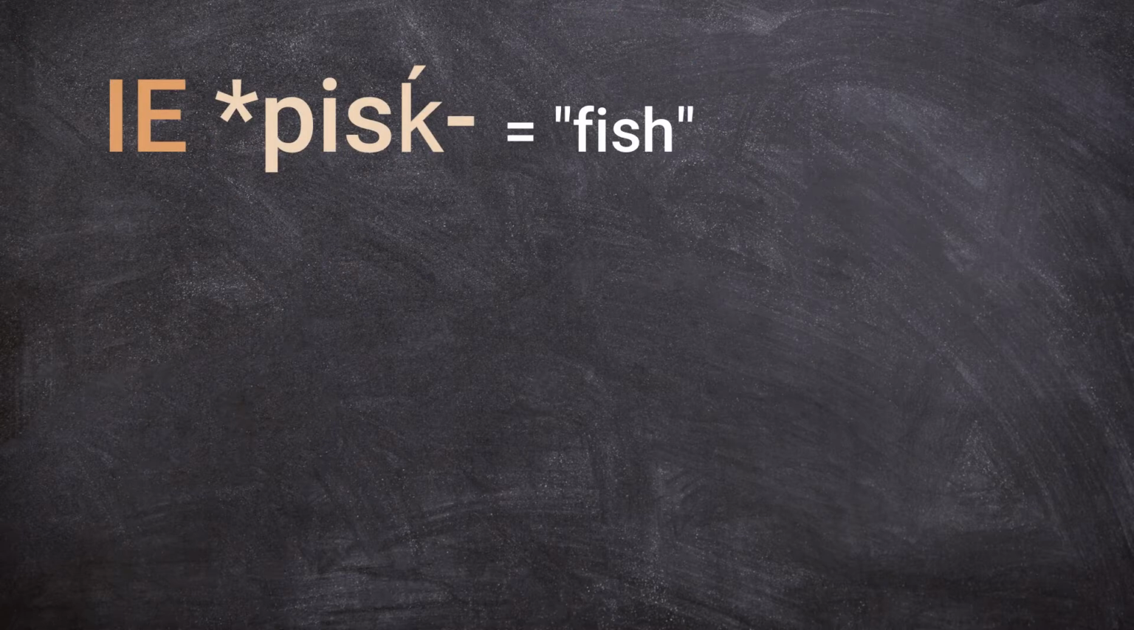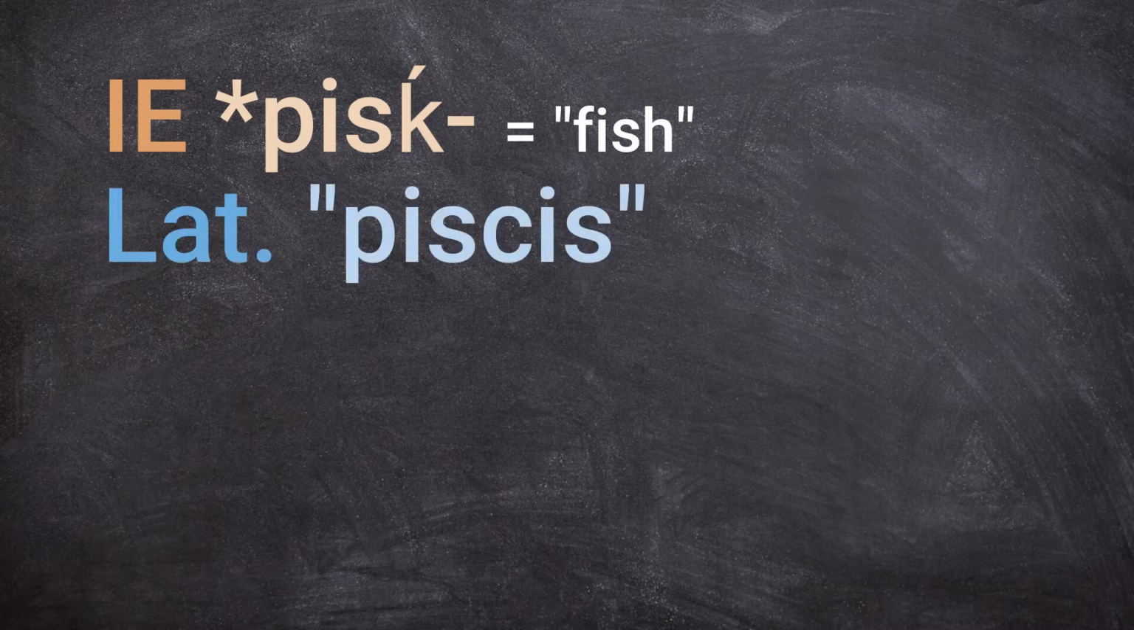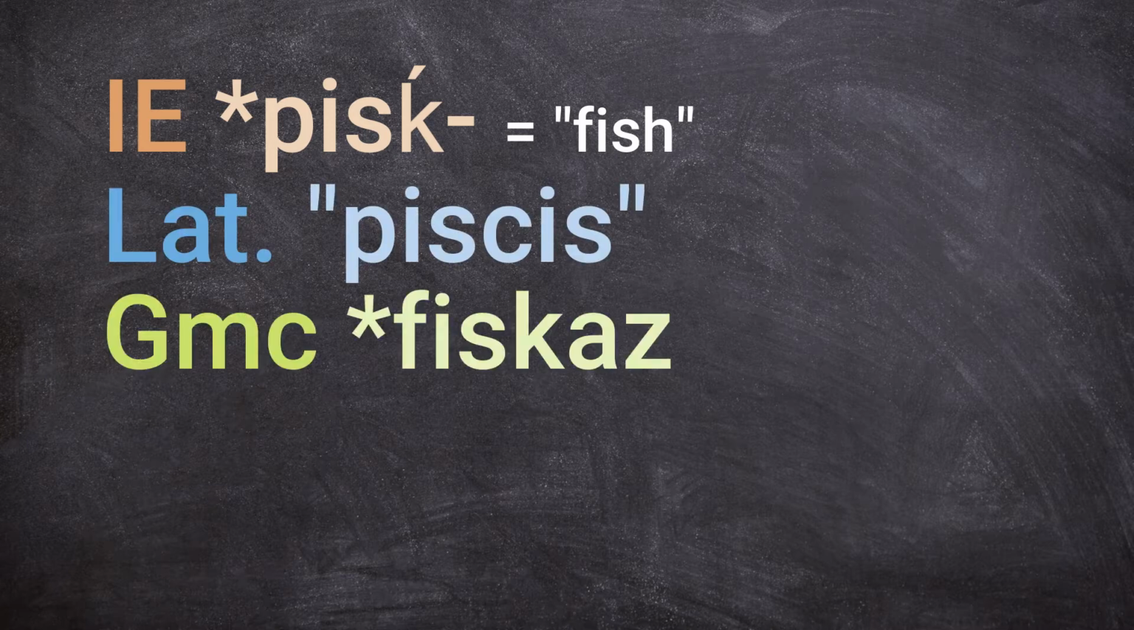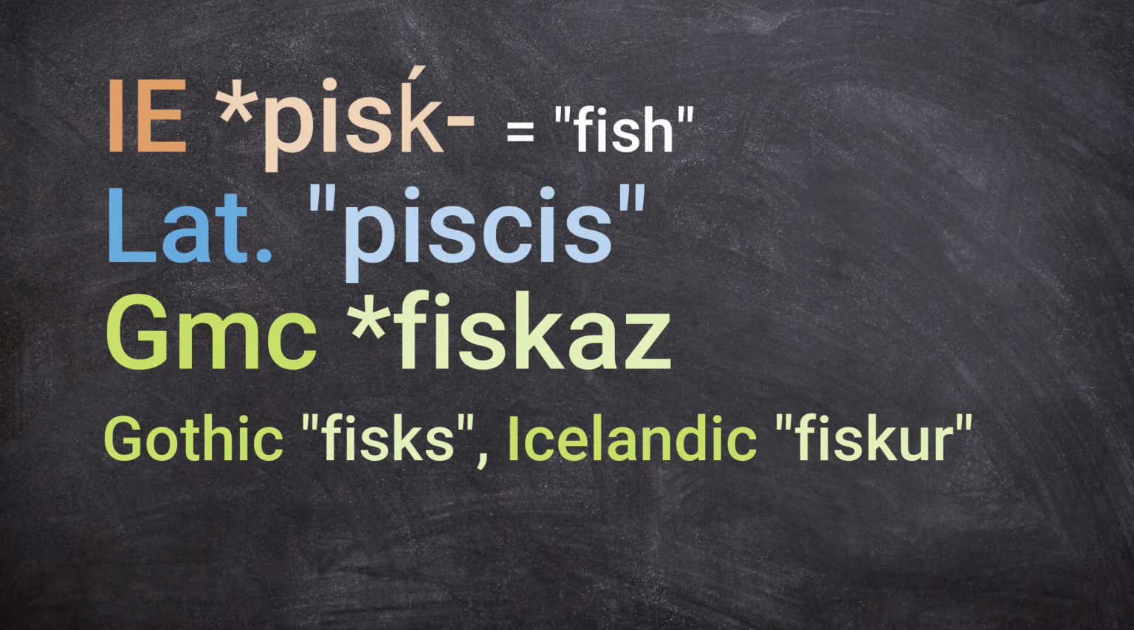So for example we have Indo-European pisc, fish, which gave Latin piscis, but Germanic fiscus. As we know, the Germanic word is just a reconstruction, but we still find a very similar structure in Gothic fisks and Icelandic fiskur. As you can see, according to Grimm's law, the voiceless bilabial plosive is transformed into a voiceless bilabial fricative that eventually becomes labiodental f. But the second plosive k, which would be expected to become h, remains unchanged.